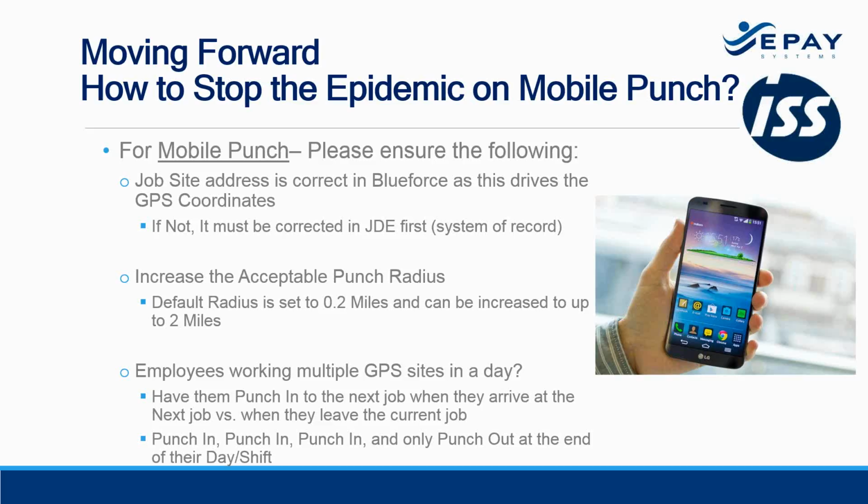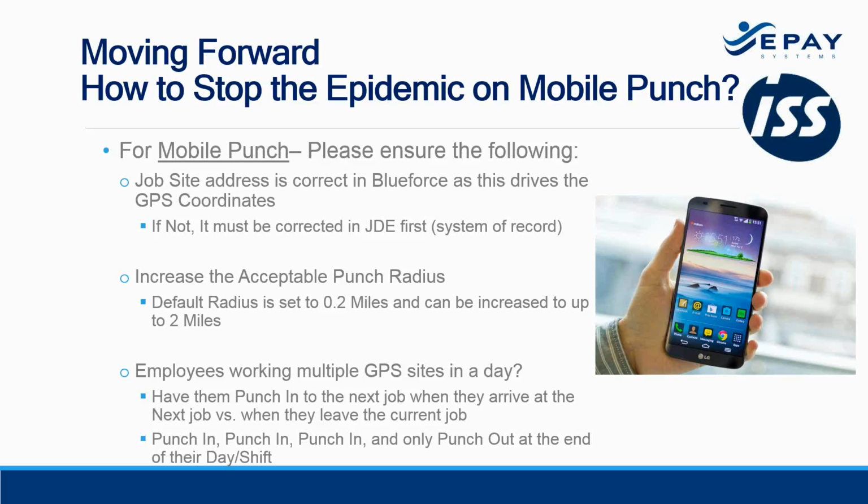Now, for employees working multiple GPS sites in a day, especially our route cleaners, who go from job to job to job all day, one thing you can do is have them punch into the next job when they arrive at the next job, versus when they leave the current job. A lot of our employees are working at job 1 during the day, punch in there, and say, I'm leaving, I'm going to job 2 now. So they punch into job 2 before they even get to job 2. That is an invalid punch. Recommendation: have them punch in when they get to that job site.